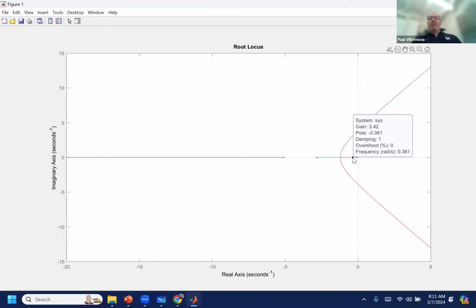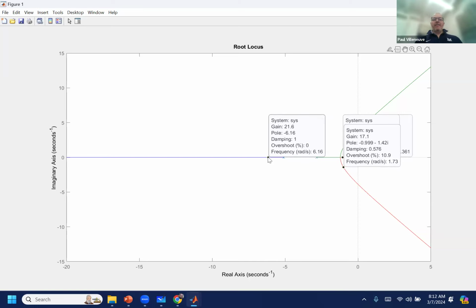Okay. Now, as I increase K, look at what happens to my gain over here. 7.1. And then when I get over here, I'm increasing my K, 17.1. It's the same thing over here. I started at my value of gain, 21.6. I go out over here, 1,150. So this is just a way of plotting the roots as K increases from 0.